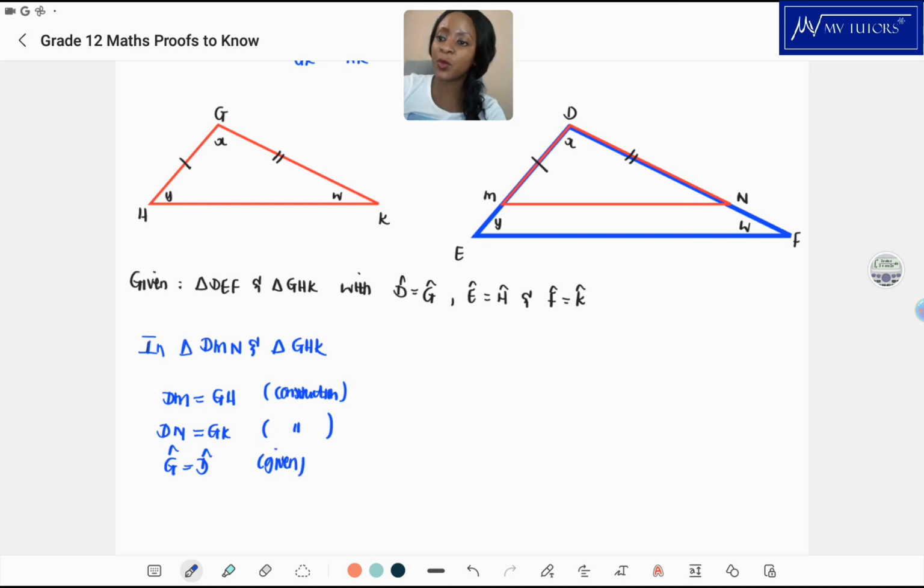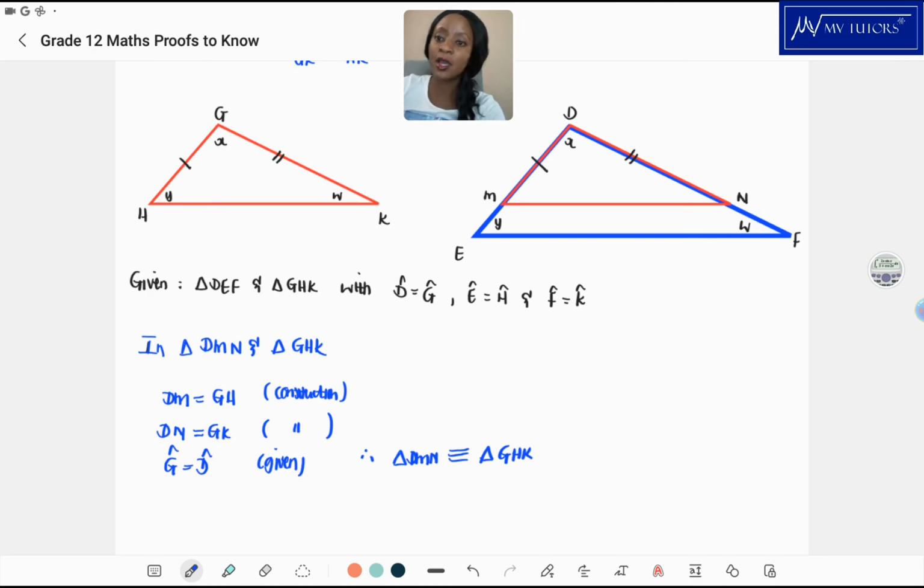Okay, and therefore what can we conclude? We can therefore say that triangle DMN is actually congruent, congruent is like 3 equal signs, to triangle GHK. Okay, if they're congruent, it means that they are identical. The sizes are the same, the angles are the same, unlike with similar triangles where they have the same angles but not the same size. The sizes are proportional. So we can then say triangle DMN is congruent to triangle GHK.